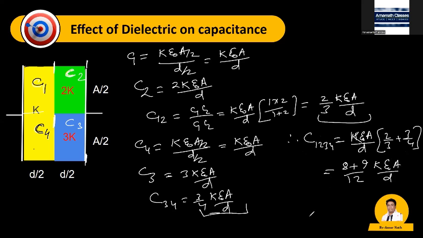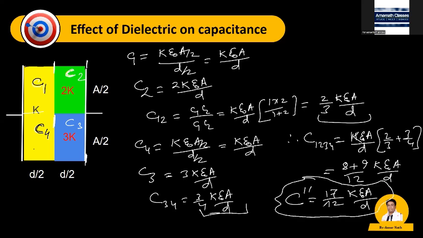A epsilon naught by D. So ultimately the answer will be... the calculation part, you please check it. Okay. This will be the final answer. Please understand it and copy it.